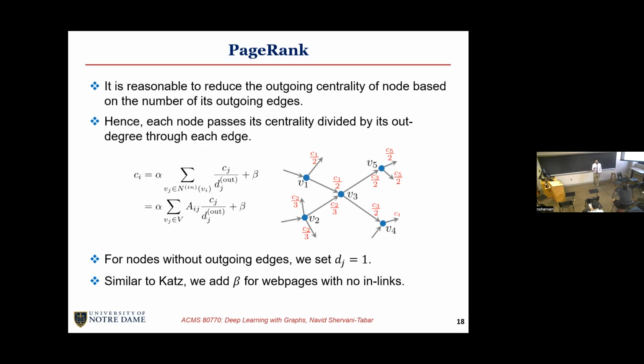Again, like the Katz centrality, we have the same problem that if some node does not have an importance, in some scenarios no one will get any importance. So like Katz centrality, we add, by definition, some free importance to every node in the graph at the beginning.